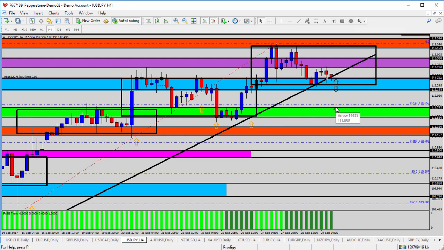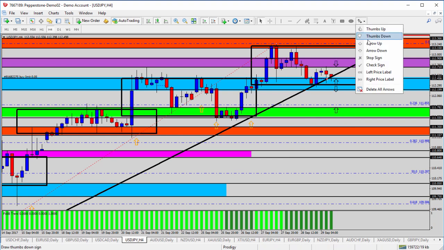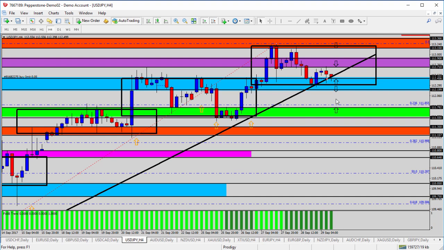So for the day today, especially if we get some positive news at 8:30 a.m. Eastern U.S. time for the U.S., we're going to continue looking for buy opportunities. 112.45, target the purple zone, of course, as your first resistance, not too far away, but then the orange zone or higher if we get a significantly positive move for the U.S. dollar against the yen.